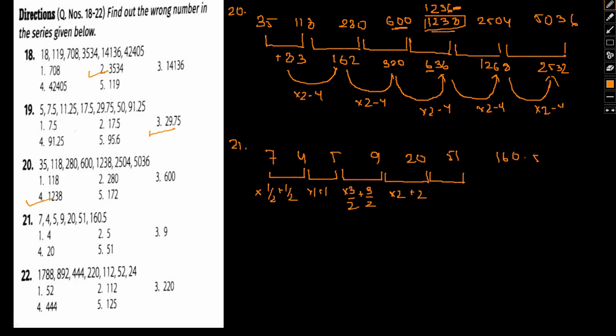Now 20 into 2.5 should be 50. 50 plus 2.5 should be 52.5. This is 51. 2.5 is 5 by 2 into 5 by 2. Okay, so 51.5. Again, this will simply be into 3 plus 3. So this is the wrong term. 51 is the wrong term here.